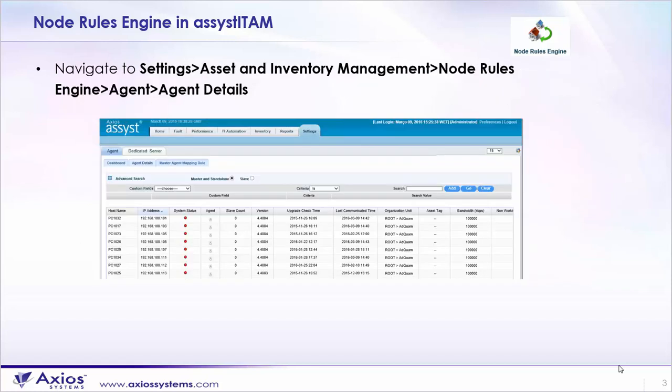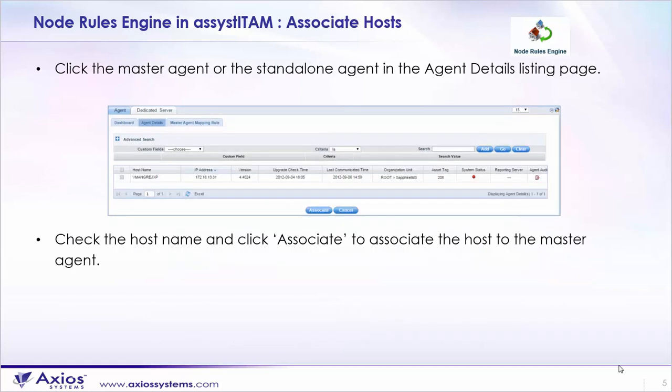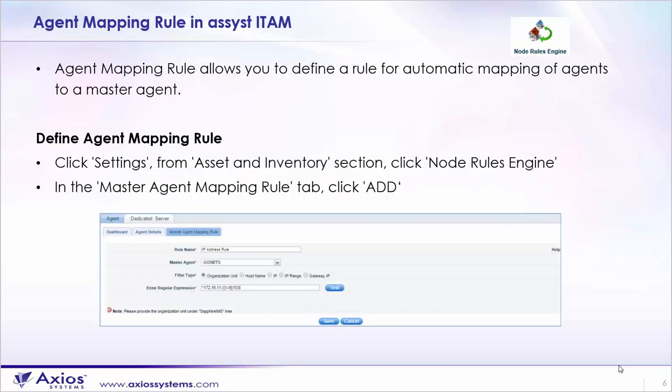To do this, we navigate to Settings, Asset and Inventory Management, Node Rules Engine, and from there, Agent and Agent Details. We select the agent to view. You'll notice in the agent column there will be an M for master and an A for agent. We click on the master agent or the standalone agent and we associate it to the slave that we want to associate. So I might have one master which will have 12 slaves connecting to it. That can be quite time consuming.